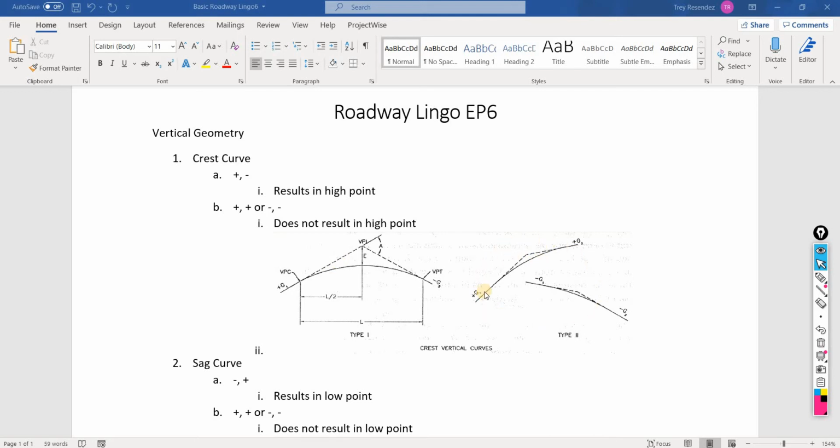And this type two crest curve does not result in a high point. If we have positive-positive, then we know it's a crest curve because the back tangent is going to be steeper than the forward tangent. So it's going to be steeper, then it's going to get shallow. And the opposite happens with a negative-negative crest curve, which is going to have a shallow back grade and a steeper forward grade.